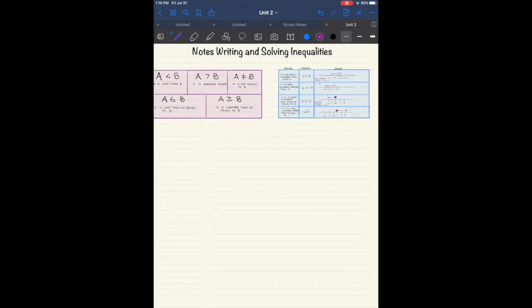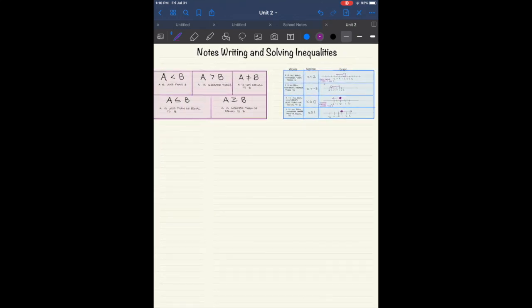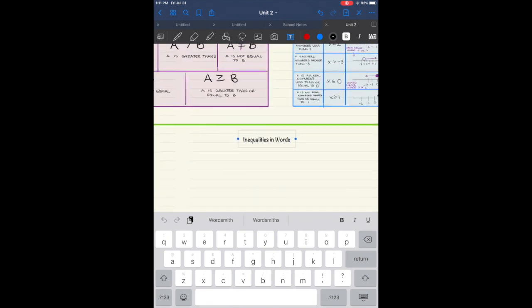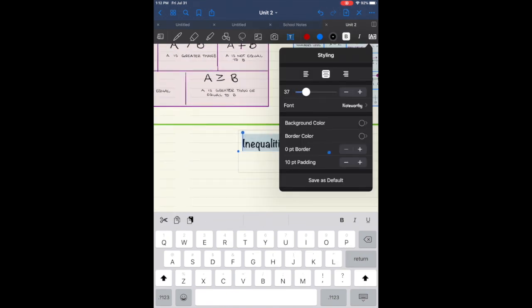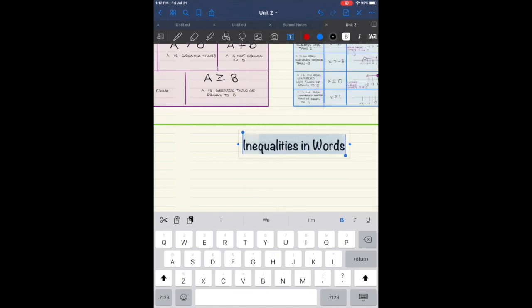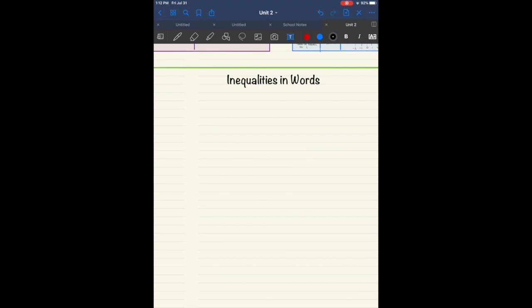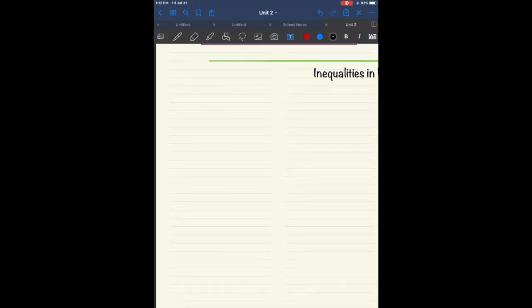Now we're going to move on to the next section. So go ahead and separate your paper. We're going to be writing inequalities in words. So I'm going to give you a word problem, and then you are going to have to write it as an inequality. After it's typed, try to write it on your own before you see what happens next on the video so that you can see whether you're getting them right or not.